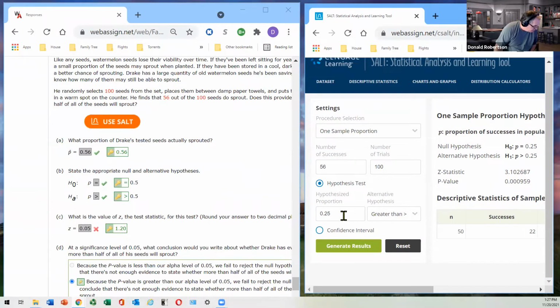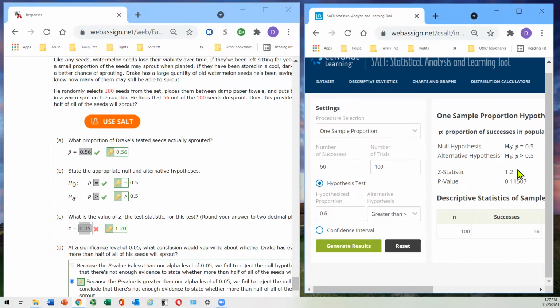We're looking at a 0.5, and we're looking at a greater than. So generate results. And there you go. The Z statistic is 1.2. I don't know where that came from, but the Z statistic is 1.2. Okay, so it's just the Z statistic. Maybe I inputted the numbers wrong.